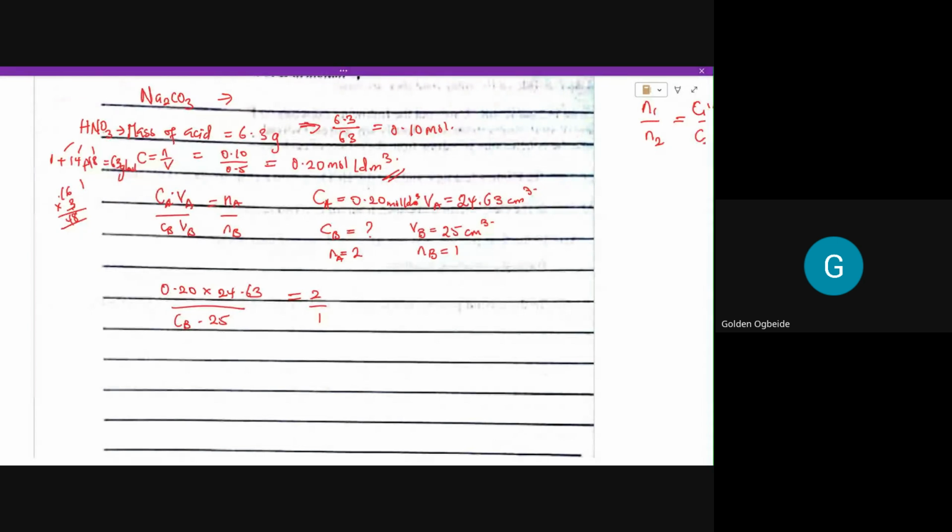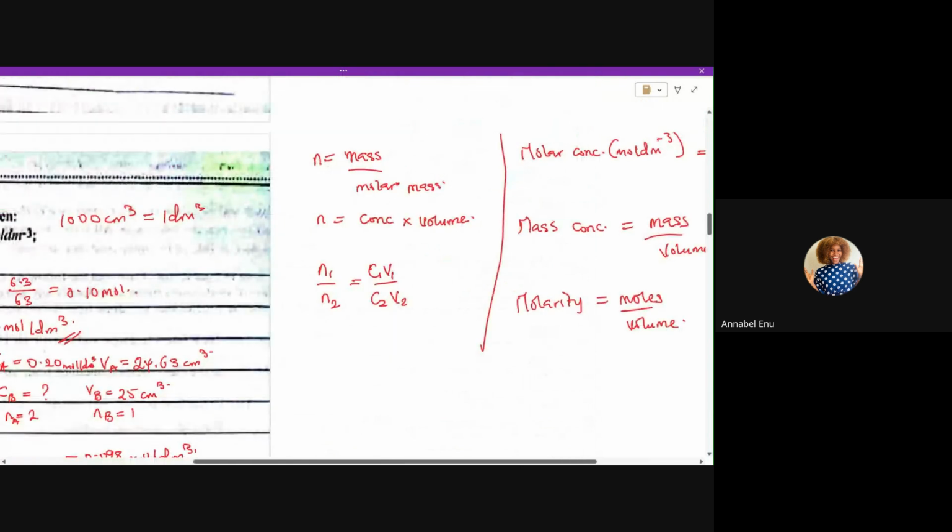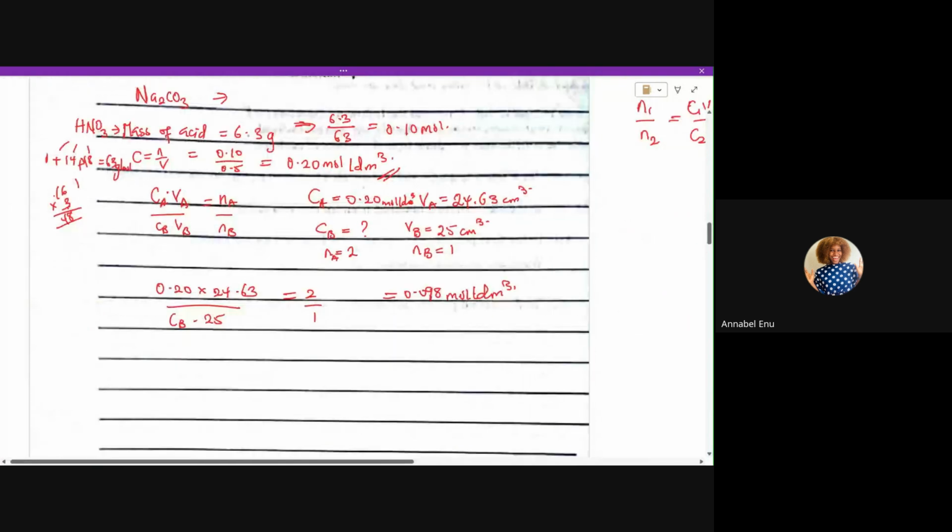0.01. Are you sure it's 0.01? Sorry, 0.09. Okay, 0.098. So we have 0.098 mole per dm cube. Okay, so this is what we will get when we look for the concentration of our base.